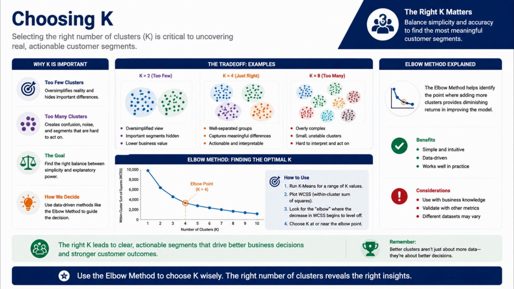Section 15. Choosing K. One of the most important decisions is selecting the number of clusters. Too few clusters oversimplify reality. Too many clusters create confusion. This is where the elbow method becomes useful. The chosen value of K influences how detailed or simplified the final customer segmentation becomes. Finding the right balance is essential for generating actionable business insights.